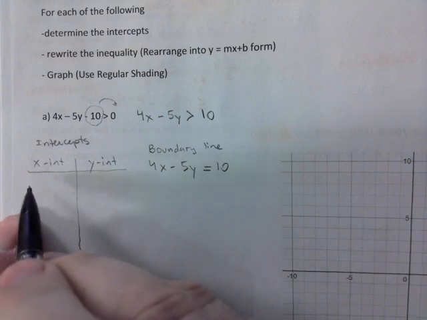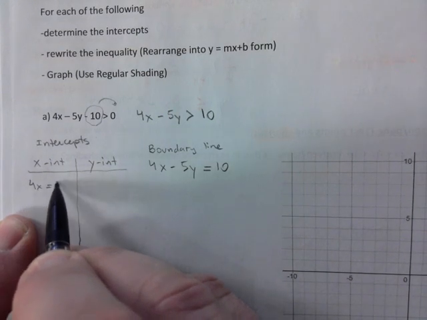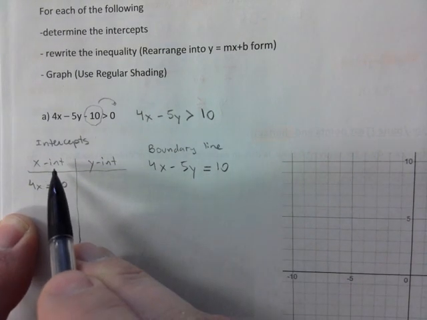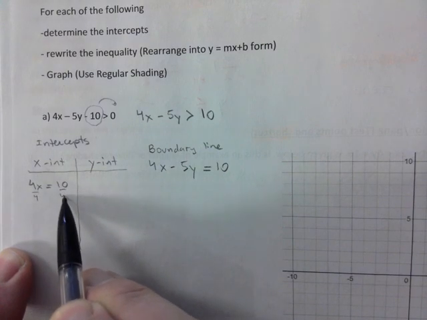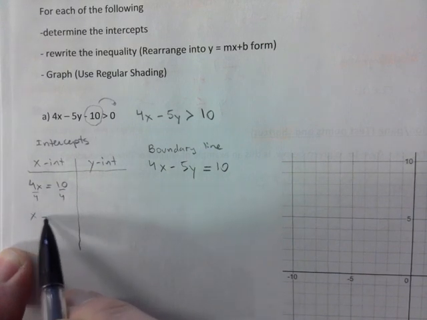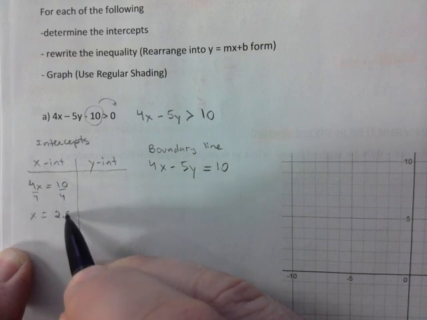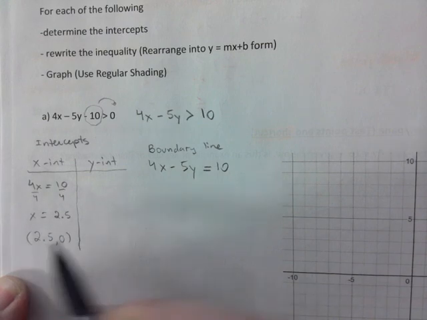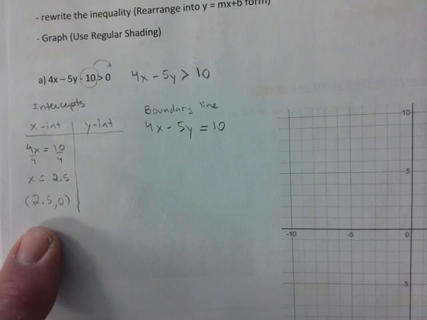So the intercepts would be 4x is equal to 10, correct? Because the y is equal to 0 when you're finding the x-intercept. Divide both sides by 4. X is equal to, in this case, 2.5. So the x-intercept is (2.5, 0). I prefer you writing it as a coordinate just to make sure we're not mixing it up with an equation.